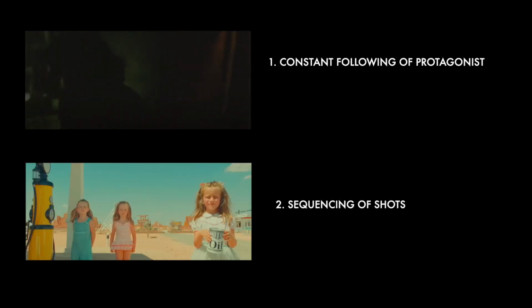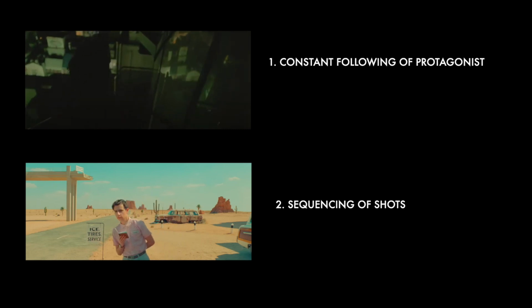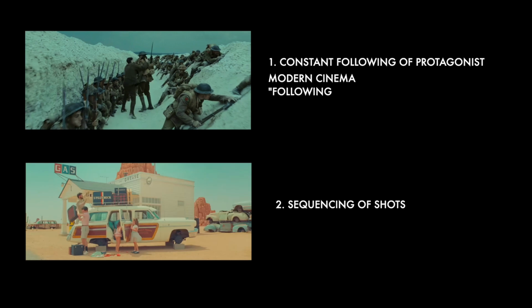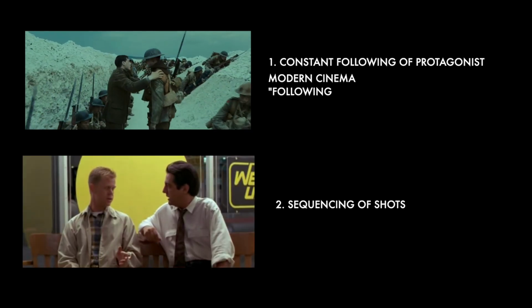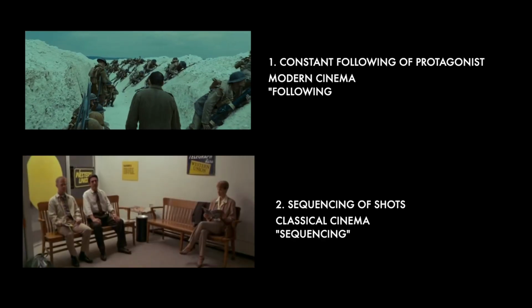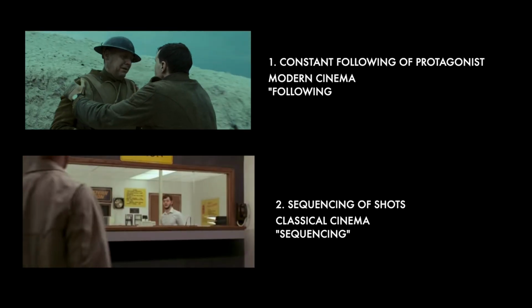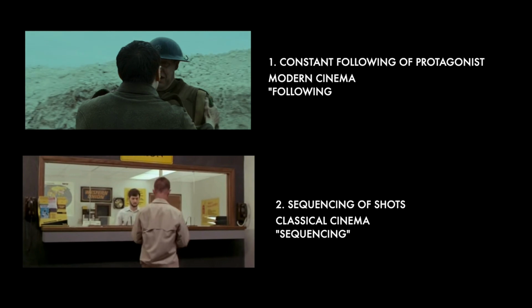There are two different types of visual storytelling in movies. First, the constant following of the protagonist. Second, the sequencing of shots. I would call the first type modern cinema or following, and the second type classical cinema or sequencing. In this video, I will show you the differences and what you can use for your film.